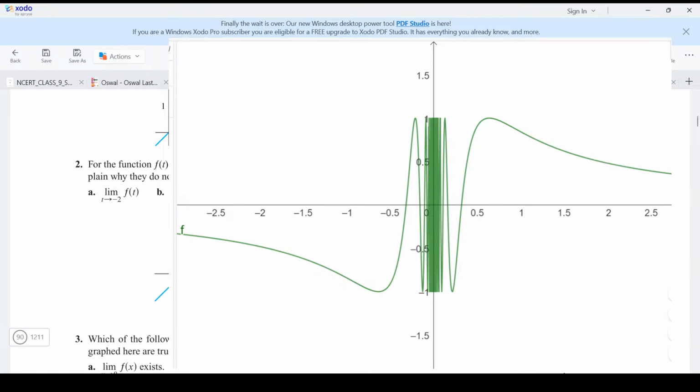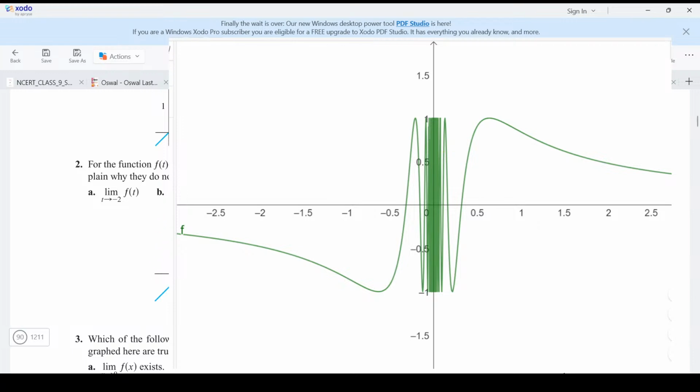Now tell me, when x is approaching -1, agreed? What is y approaching? -1. Both sides it is -1. Now when x is approaching 0.